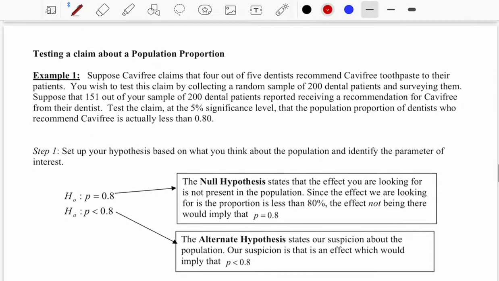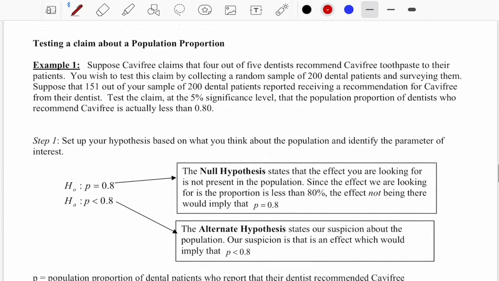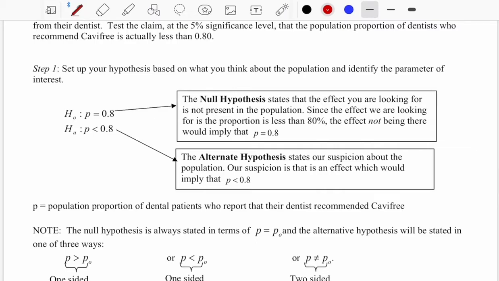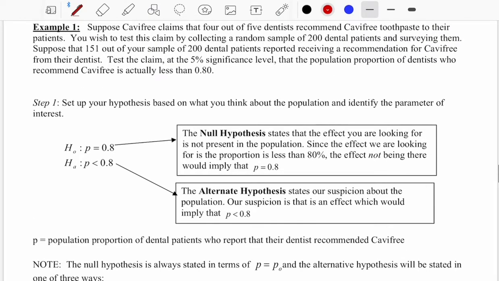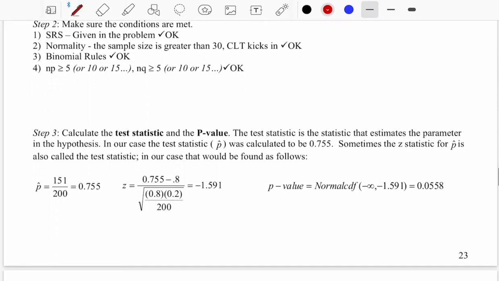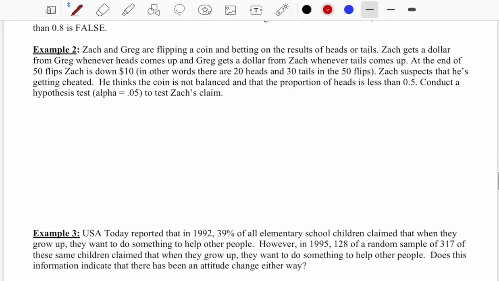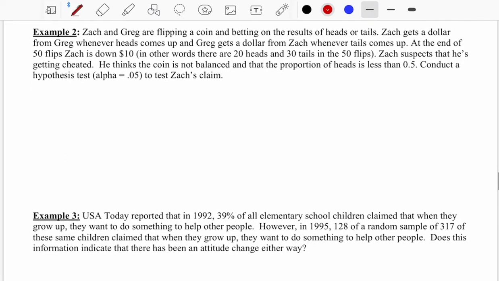But there's a lot going on here. You can see the solved examples got, surprisingly, the 0.8, but in a different context. You could read through this, but I'm going to take you through one from beginning to end, because I wanted to do one with a coin. So Zach and Greg are flipping a coin and betting on the results of heads or tails. Zach gets $1 from Greg whenever heads comes up, and Greg gets $1 from Zach whenever tails comes up. In terms of payout odds, it looks like just a one-to-one situation.